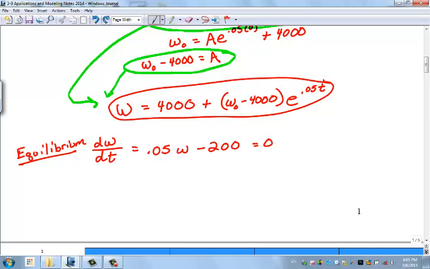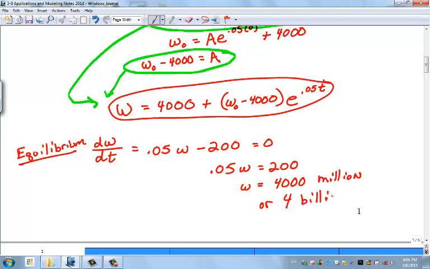I'm trying to figure out in the long run basically what this is going to be equal to, right? So we're setting the slope equal to 0. So 0.05 w is equal to 200. Divide both sides by 0.05 and we get w equals 4,000. Now that's 4,000 million, right? So 4,000 million, if you think about it, is 4 billion. So W ends up equaling 4 billion. That's your equilibrium solution.